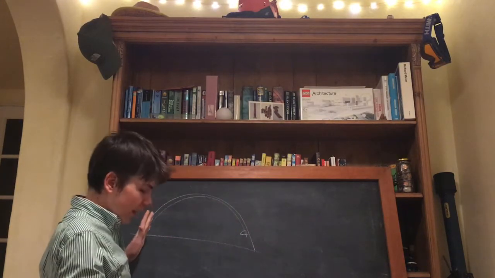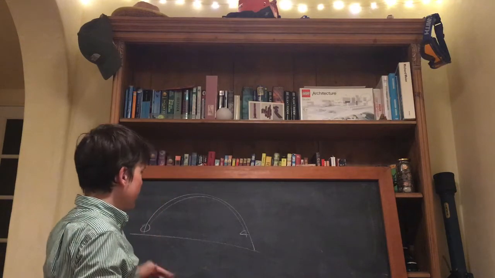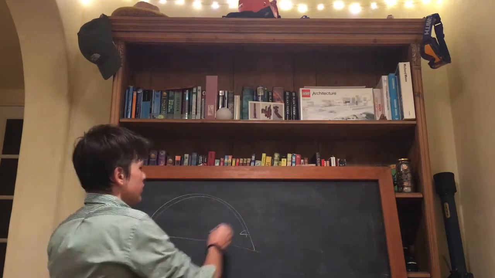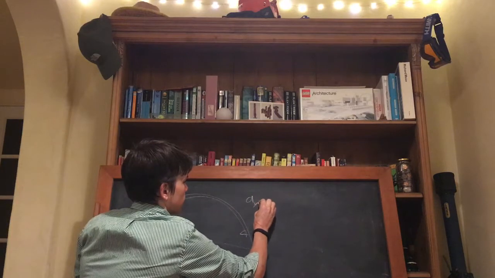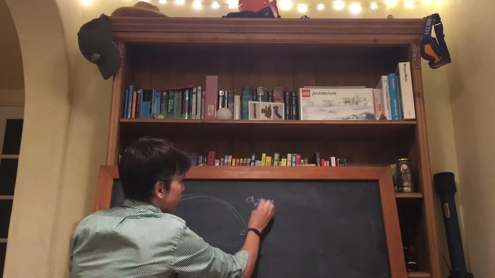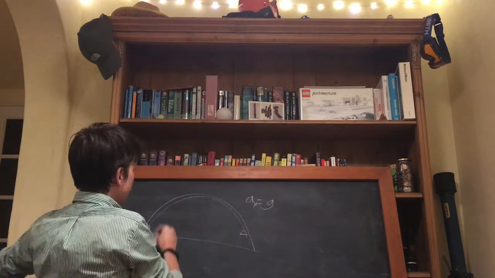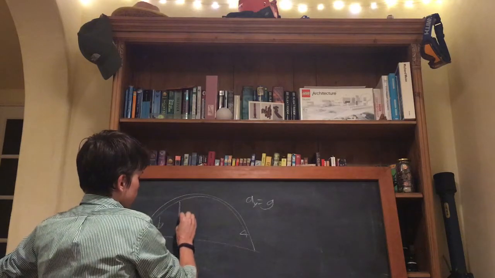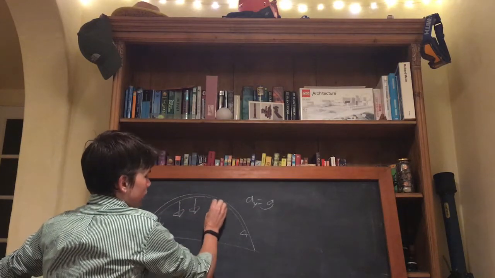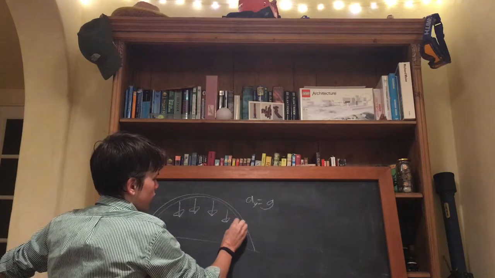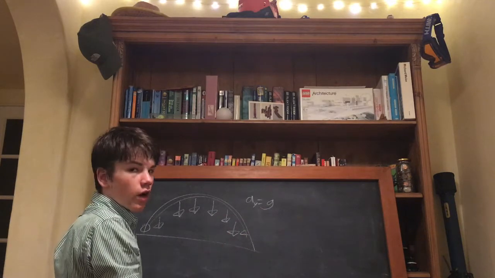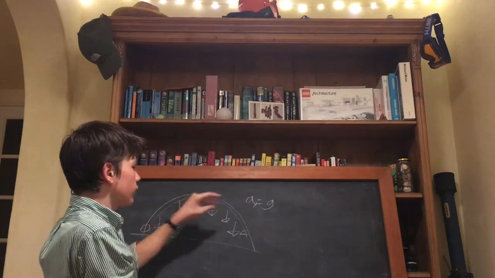So throughout the path, there's actually a downwards acceleration of g. So that means at all points, gravity is pushing downwards on the ball's path or whatever object is flying through.